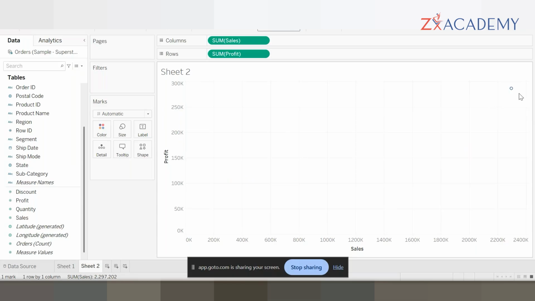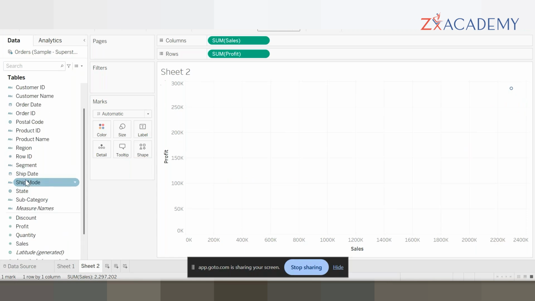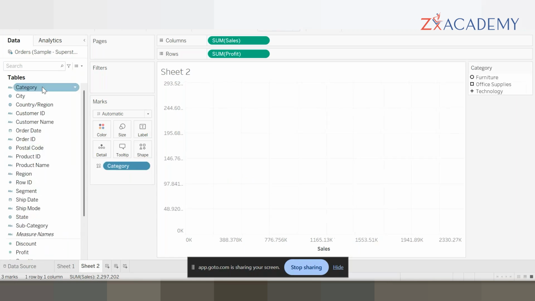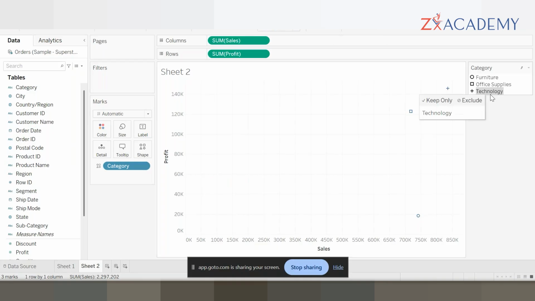So for that, what I will do here is look at how these products are performing in each product category. I'll break it down by category. I'll double click on the category. As soon as I double click on it, you can see we have these three symbols here: this is technology, this is office supplies, and this is furniture. I'll add the category to the label so that we can display the label here.